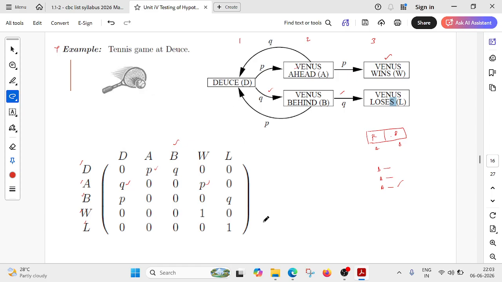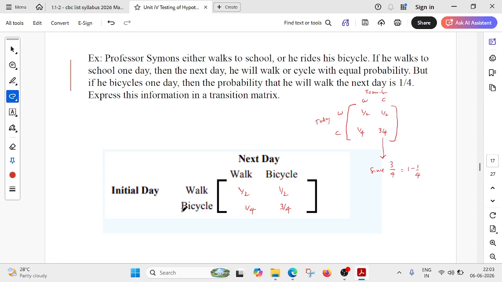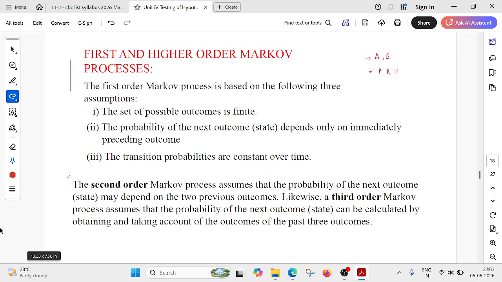Now the game is reduced based on this picture. This is homework for you: based on this transition diagram, you are going to find the transition probability matrix. This is also Professor Simon's example, I think I explained it in class also, nothing to worry about. Walk and bicycle only, you can do that. This is also homework.